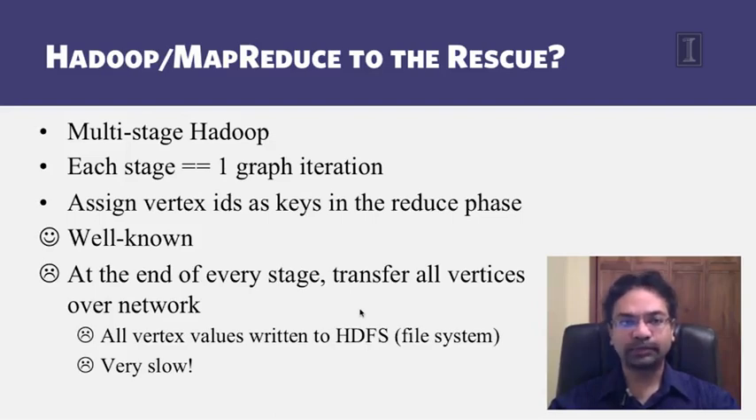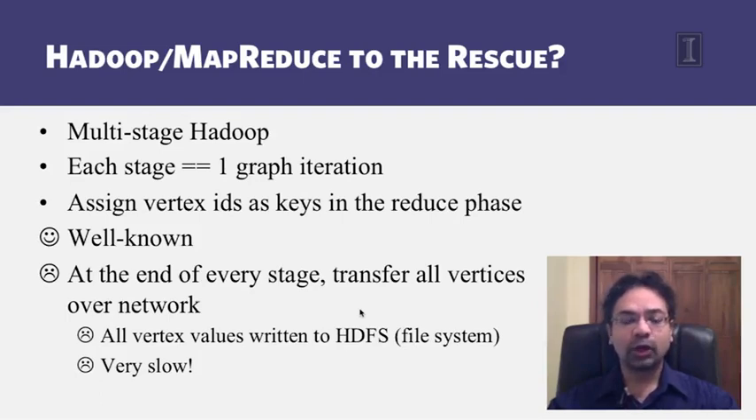This is attractive because, of course, Hadoop is well known, so it may be fairly straightforward to write this application up in Hadoop, but it's fairly inefficient. At the end of every stage, that is at the end of every iteration, you essentially are transferring all the vertices' values over the network to the reduce tasks, or almost all the vertices' values. And this can be very, very slow because essentially you're transferring the entire graph during each iteration over the network. That's really, really slow.